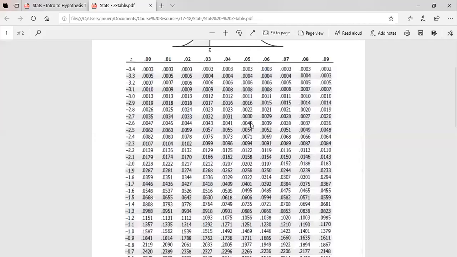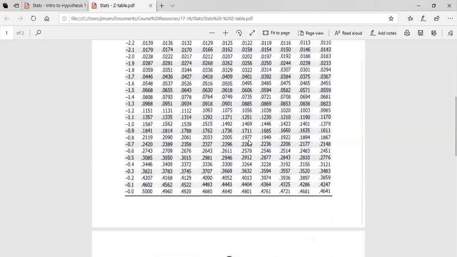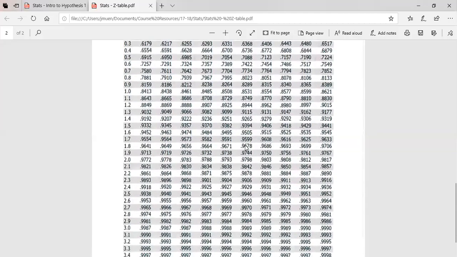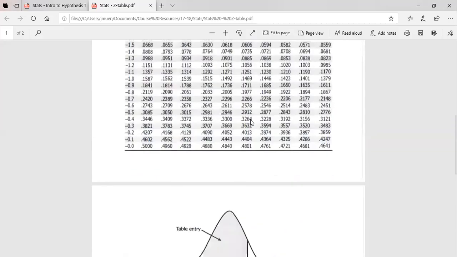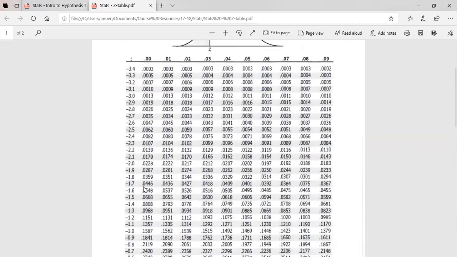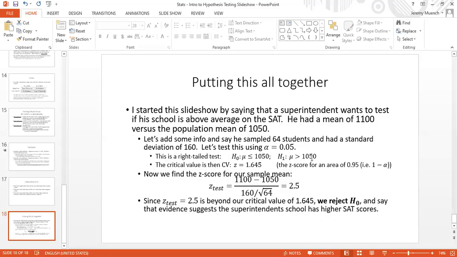So if we go to this table, we find 0.95, which is right in here. And so it's a z-score of 1.645. Once again, you could have also just found 0.05 directly and got negative 1.645 and just said, yeah, but it's right-tailed, so it's positive. In any case, a z-score of 1.645. And that's going to be our critical value.